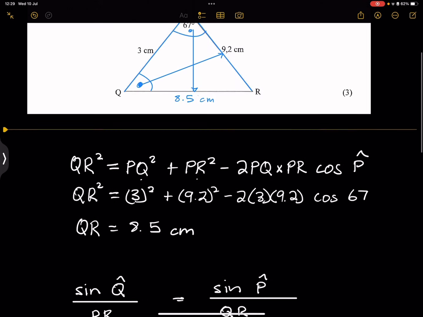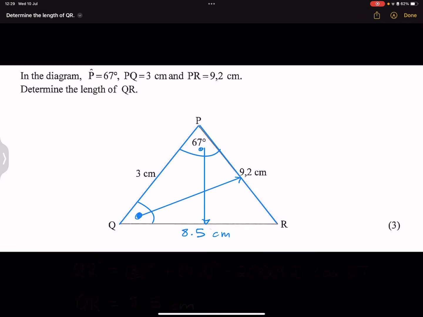And of course, we just found out that this angle over here is equal to 85.1 degrees. If you wanted to find the other angle, we can use the sum of angles in a triangle. So that is how the cookie crumbles, ladies and gents. Let's take another question.